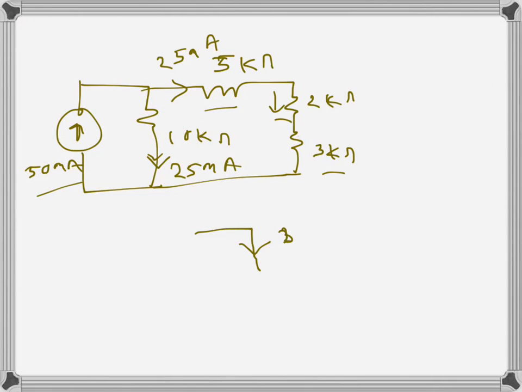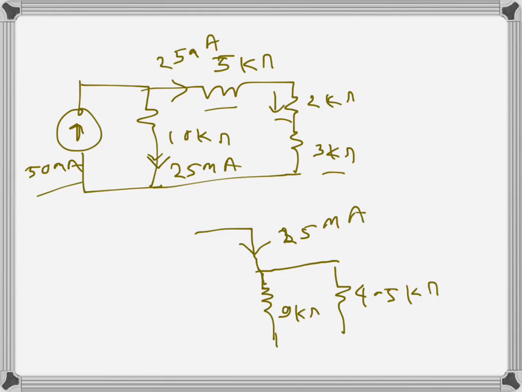So this is our 25 milliamps, and here now we will write 9 kilo ohms, and then 4.5 kilo ohms because we want to apply the current divider rule. We will just use two branches at a time, like that. Of course this 4.5 kilo ohms is the parallel combination of 18 and 6 kilo ohms, 6 kilo ohms there and 18 kilo ohms. So we can apply the current divider rule for this situation using this circuit.